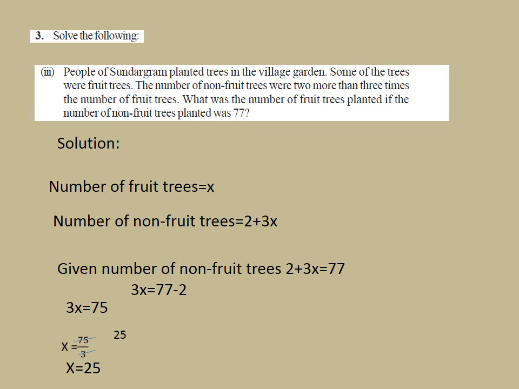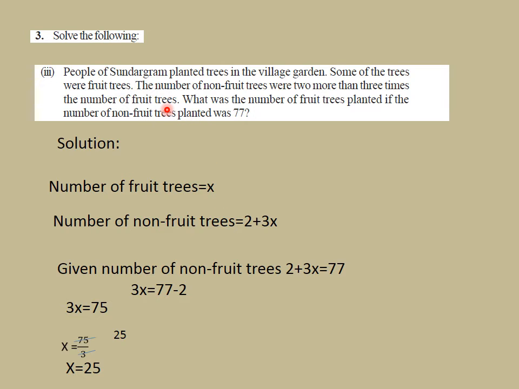So let us go to the third question. People of Sundargram planted trees in the village garden. Some of the trees were fruit trees. The number of non-fruit trees was 2 more than 3 times the number of fruit trees. So which one do we have to take as x?